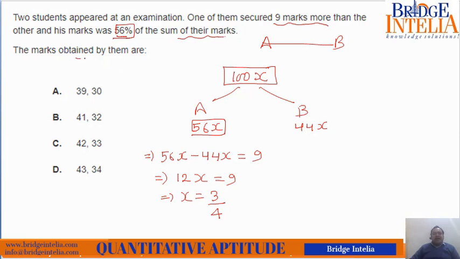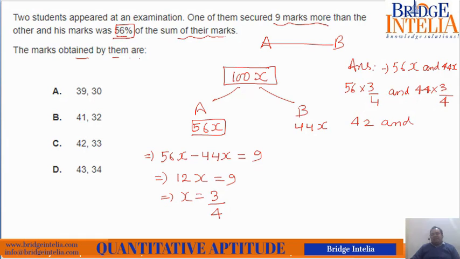Question is the marks obtained by them. So marks obtained, so answer: 56x and 44x. So 56 into 3 by 4 and 44 into 3 by 4. So 14 fours are 56, so this is 42, and 11 fours are 44, so 11 into 3, 33. So the final answer is 42 and 33.